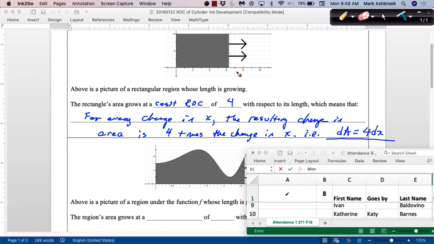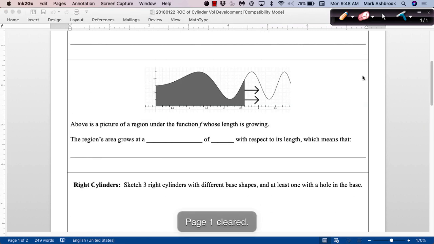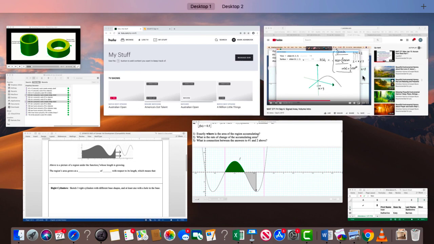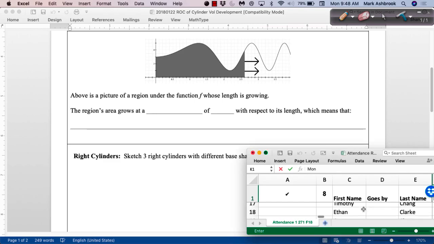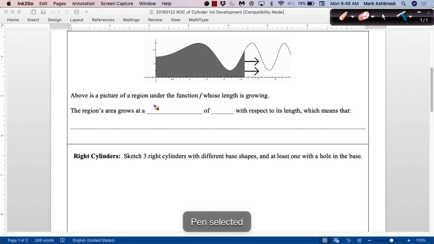Okay, next one. All right, so this one now. Let's see, somebody new. Here we go. Where's Ethan? Ethan Clark. Ethan, how'd it go? So this one. So the rate grows at a constant rate. At a, what'd you say? Did you say constant rate? Okay, so it's a changing rate. So you say changing rate. Good. That's fine. Of, and what is the changing rate of change? F of x. Good.